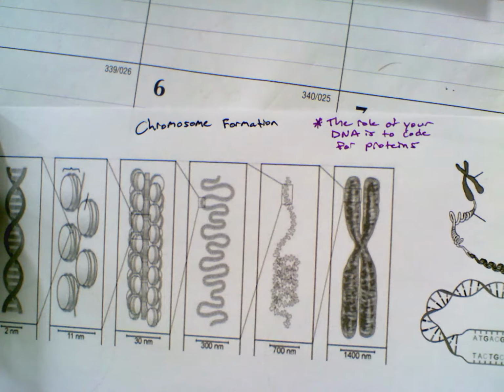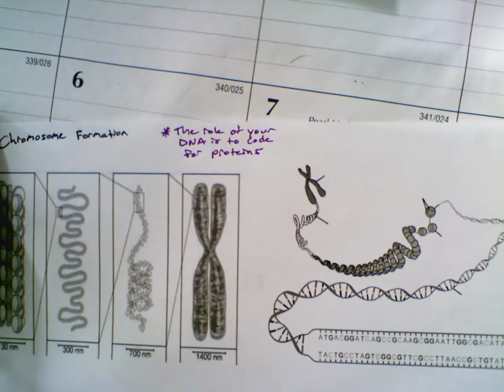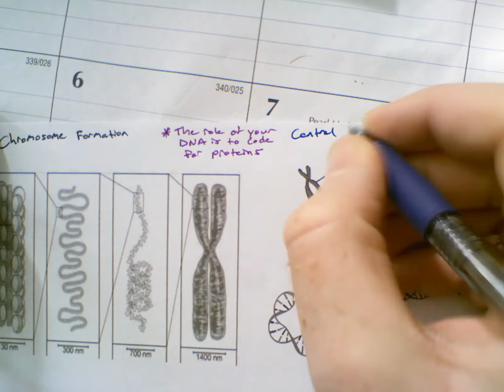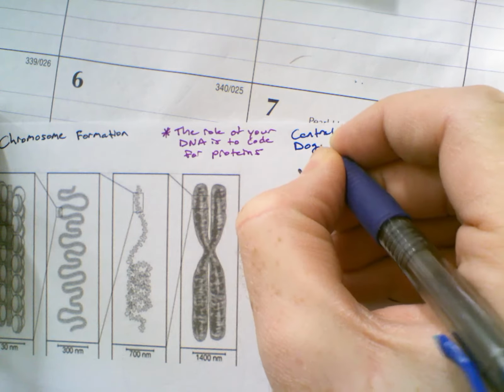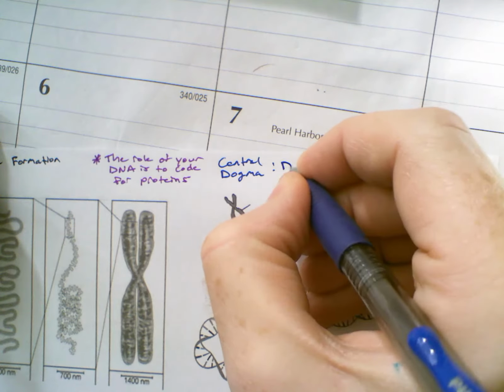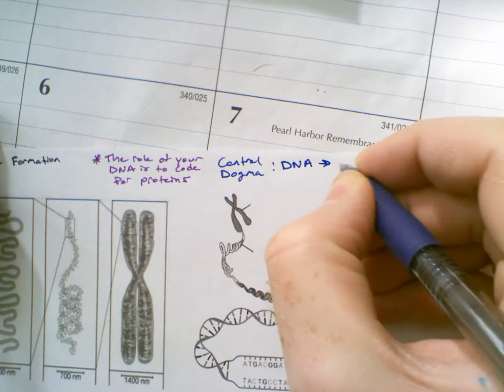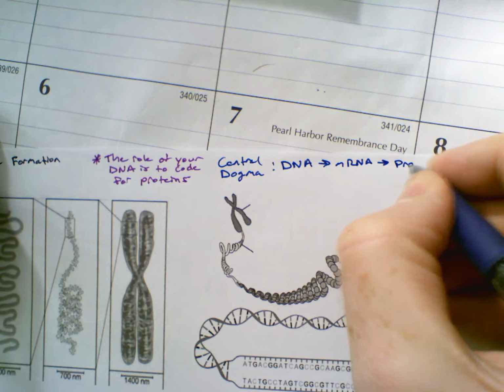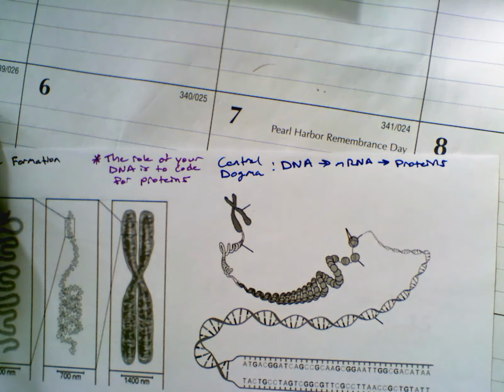Okay, so the role of your DNA is to code for proteins, and this is covered by a process called the central dogma of biology that we'll be getting into probably around February or so. And you've heard of this before. We're just going to get into more detail, but this is the idea that your DNA is used to code for messenger RNA, and then messenger RNA is used to code for proteins. And we'll get into all that. But basically, I just wanted to reinforce the idea of what your DNA is actually used for.